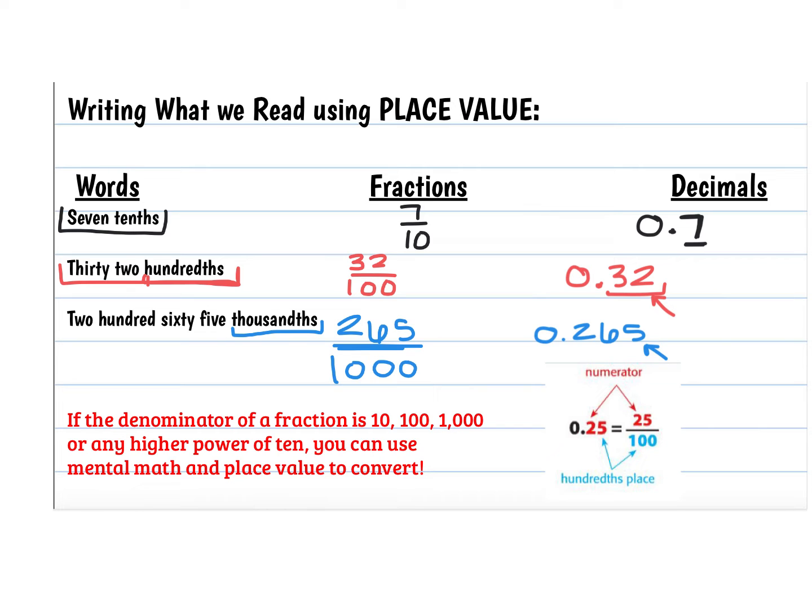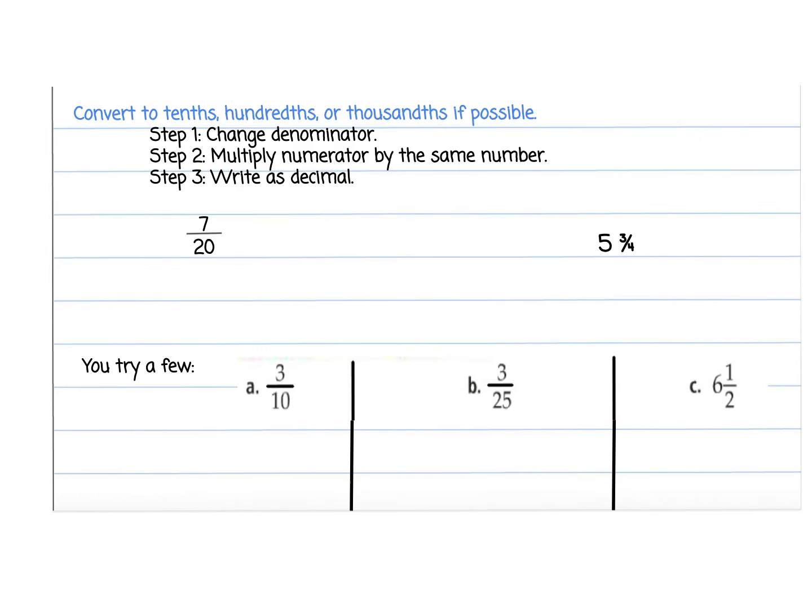If the denominator of a fraction is 10, 100, 1,000, or any higher power of 10, you can use mental math and place value to convert. So tenths, hundredths, thousandths, we know that that number is going to go to that particular spot. And if it's a fraction, we know that the number before it is going to be the numerator, or we know that this number would be to whatever spot as a decimal. So one way that we will change fractions to decimals is to convert to tenths, hundredths, or thousandths if possible.